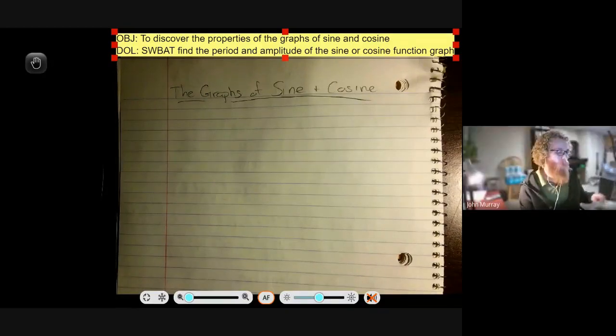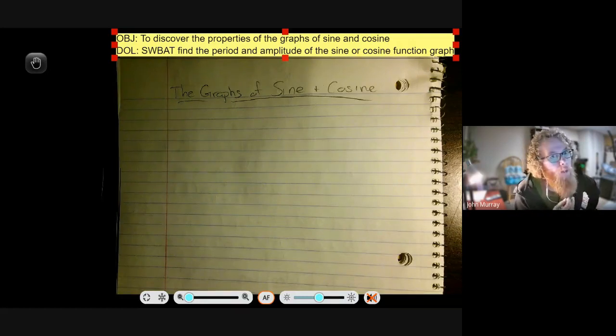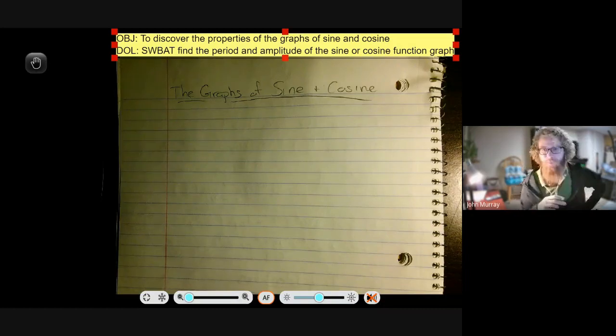Alrighty, today we are going to take a little time, maybe today and tomorrow, to look at the graphs of sine and cosine. Now, in the past, when we started talking about the unit circle, I briefly showed you what the graphs look like. But today we're going to learn about all the different parts and the behaviors and everything like that.